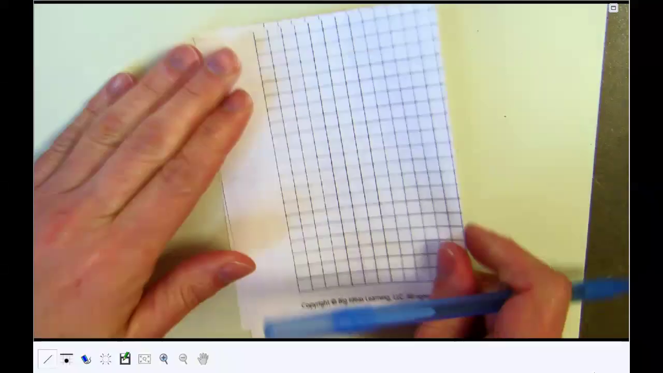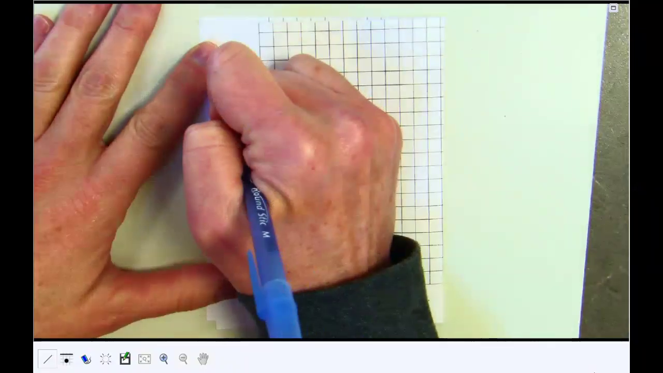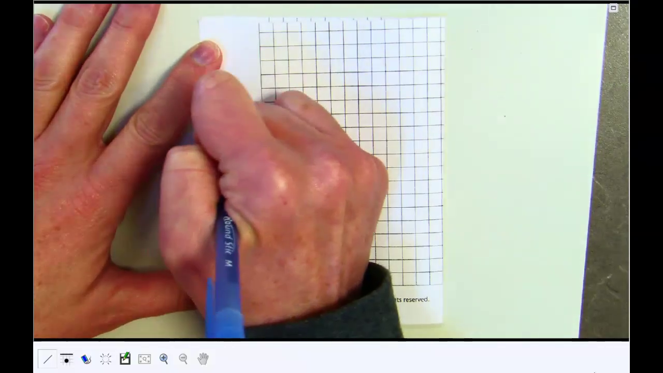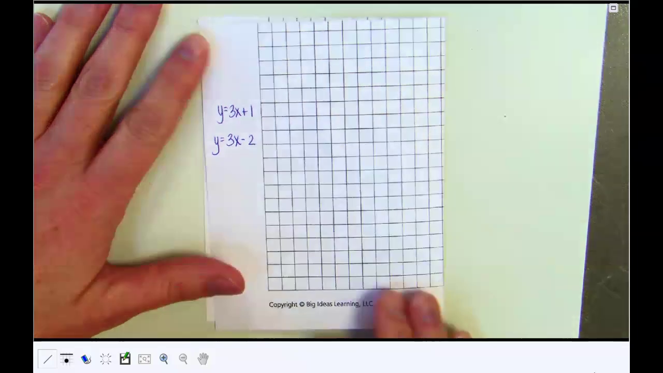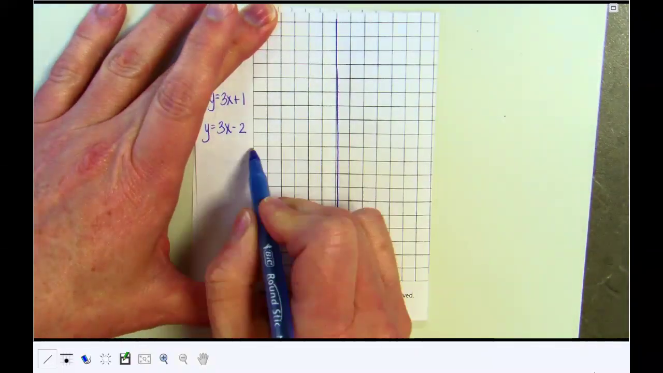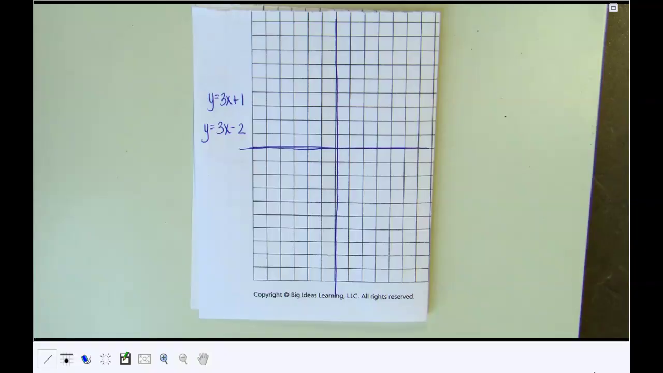Okay, I would like you to graph y equals 3x plus 1 and y equals 3x minus 2. So remember, if your slope is not a fraction, you put a 1 underneath it. Because if you put a 1 underneath it, it would be up 3.